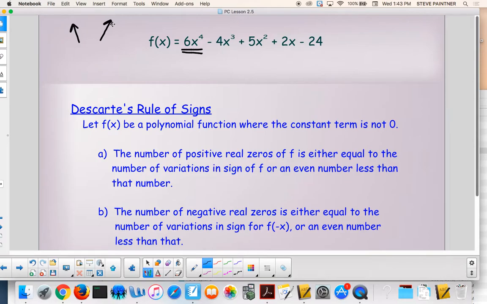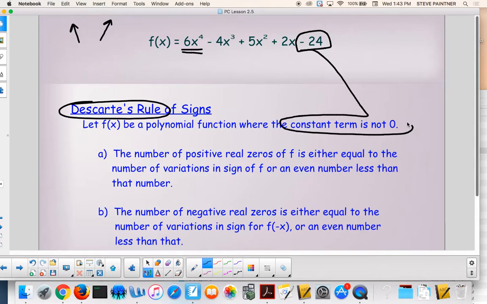Okay. Well, that's just good information to have about a polynomial. Well, here's more good information. It's called Descartes' rule. And here's what it says. Let f of x be a polynomial function where the constant term, right here, guys, the constant term is what? Not 0. Well, that's not 0. Hey, it works. I can do Descartes' rule. Well, let's take a look.